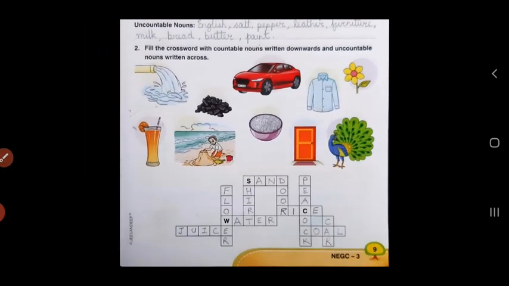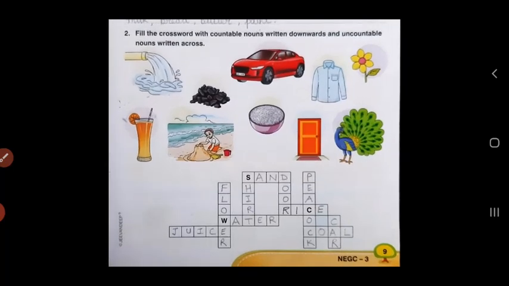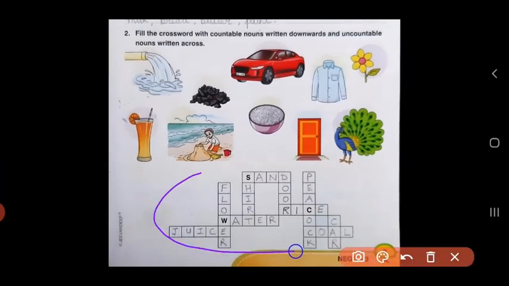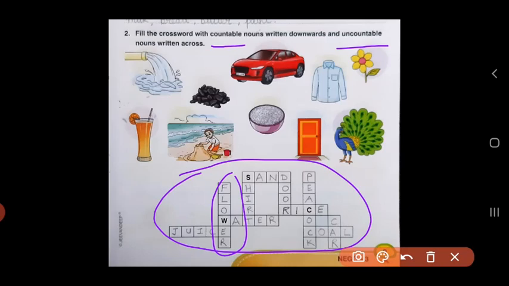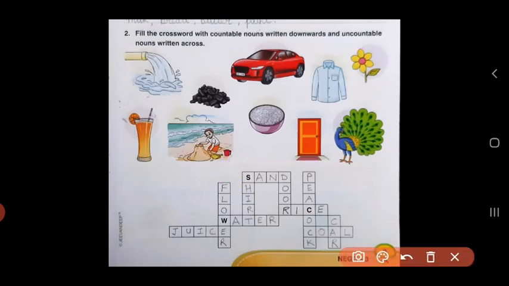Fill the crossword with countable nouns written downwards. So this is your crossword, children. When we say downwards, we mean this way. So all those nouns that are written in a standing line are your countable nouns. And uncountable nouns are written across. So all the nouns that are written in your sleeping line will be uncountable nouns. You can look at the pictures and guess the noun.